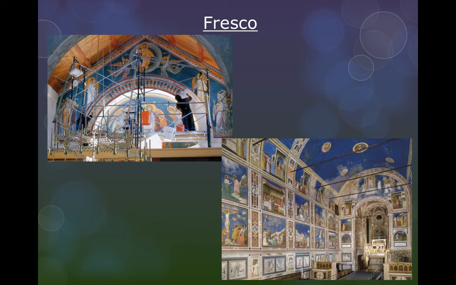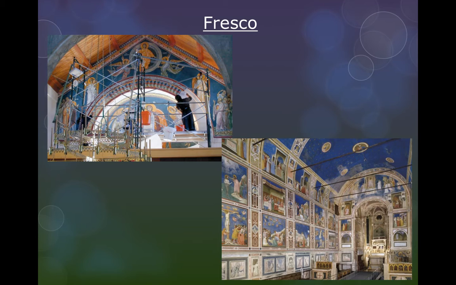The fourth term we want to talk about is one of the mediums that I mentioned before, which is called fresco. And fresco is a type of art where the painting is done on fresh, wet plaster using water-based paints. So this was a technique that was very common in this time period.